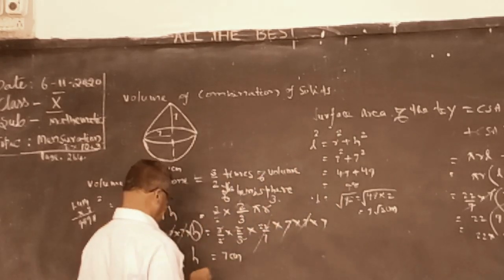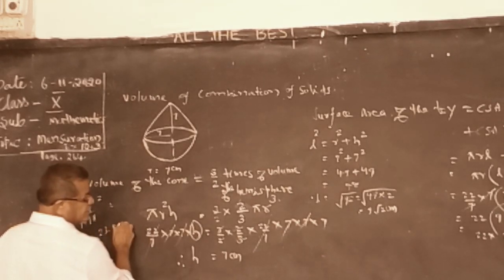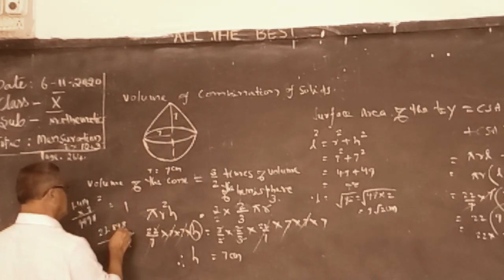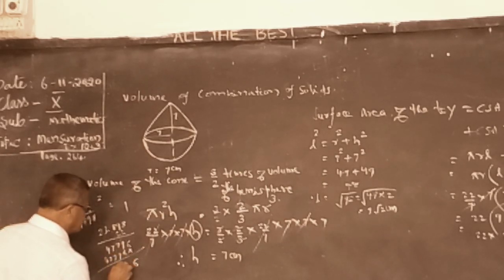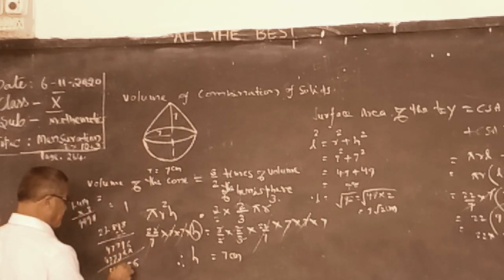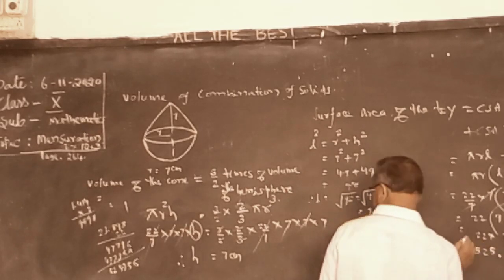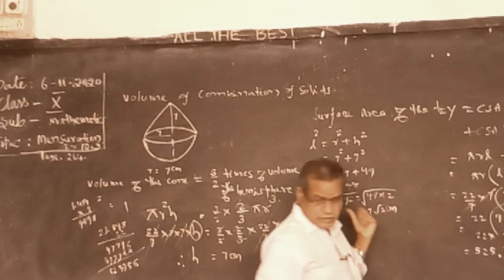Now multiply again. All multiplications: 23.898 into 22. We get 525.756 cm square.